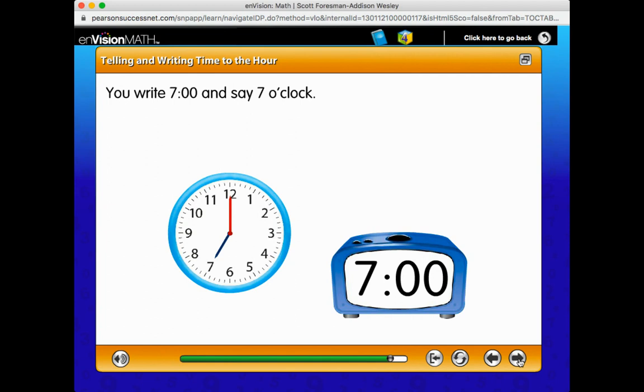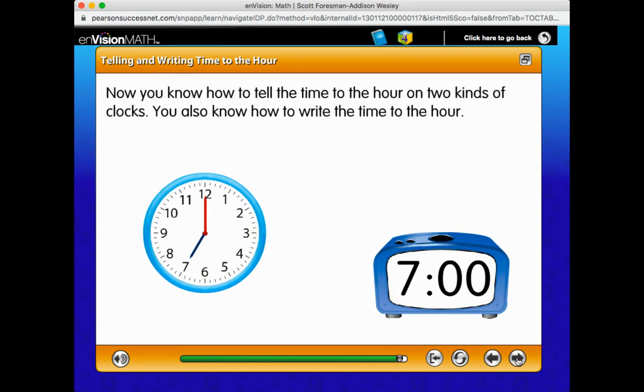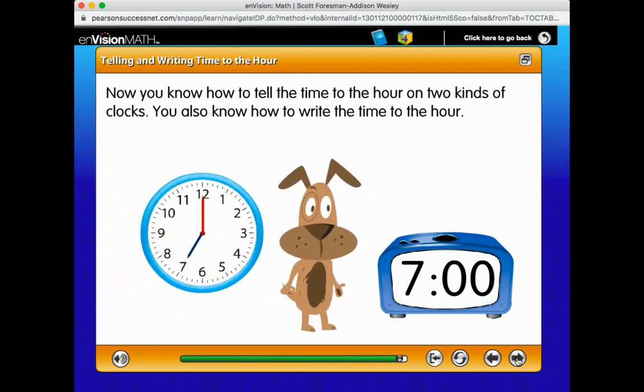You write 7 o'clock and say 7 o'clock. These are just two different ways that you can say and write the time. You can write it digitally by writing the 7 and then the two dots and 00, or you can write out 7 o'clock. Either way, it says the same thing. Now you know how to tell the time to the hour on two kinds of clocks. You also know how to write the time to the hour.